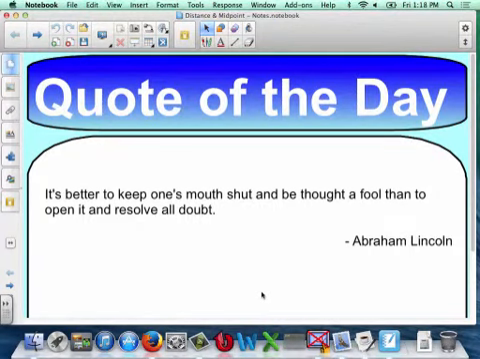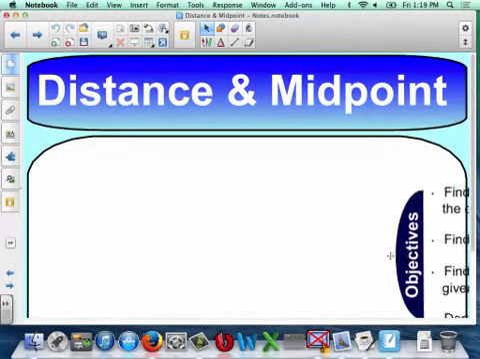Alright, so yesterday we went over points and line segments. Basically, as you can see at the very top of the page, we're going to be going over distance and midpoint formulas. So, let's get going here. We'll look at distance and midpoint.